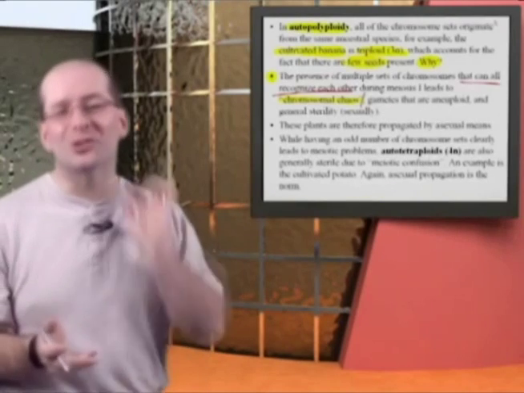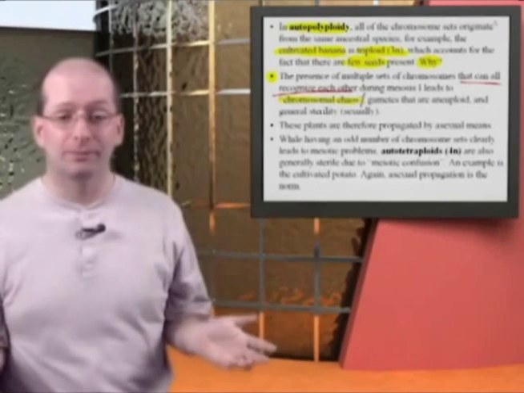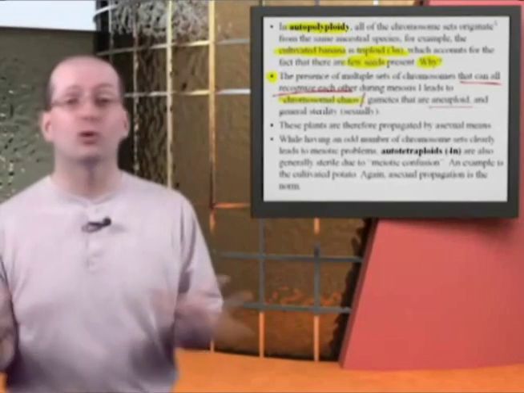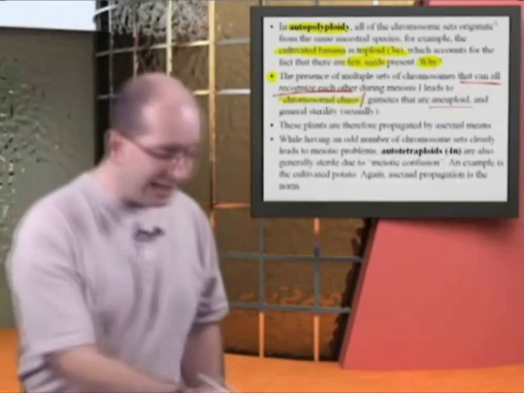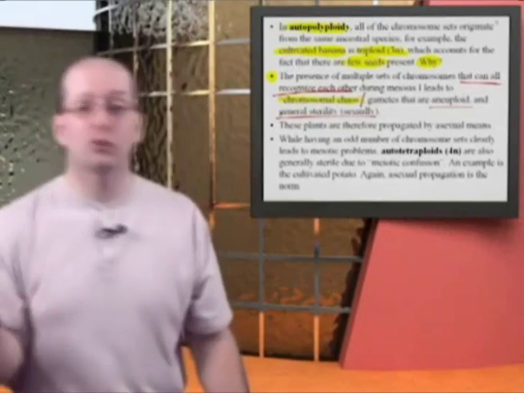Especially the more chromosomes there are in an organism, the more likely it is that these gametes are a mess. They're aneuploid, meaning they're missing chromosomes or have extra chromosomes. And this leads to general sexual sterility, literal sterility.